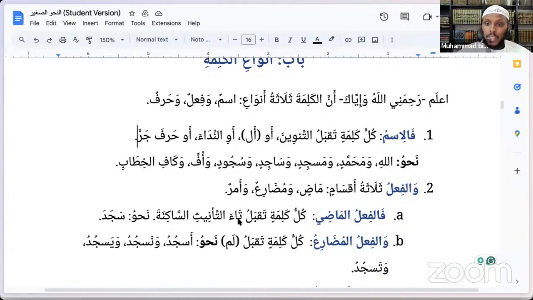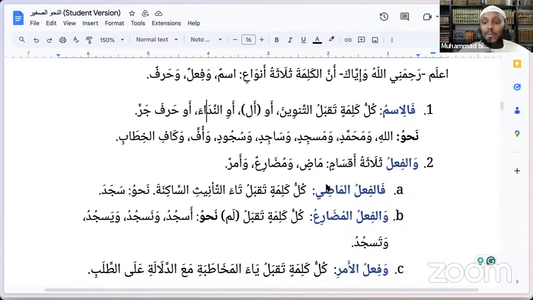How do you know that it's an ism? Well, it doesn't have tanween. It doesn't accept al, because it's dhamir. You can't say ya ka or ya kum. But it is preceded by harf jar. You can say minka, ilayka, alayka. That's why we know that kaf al-khitab as a pronoun is an ism.